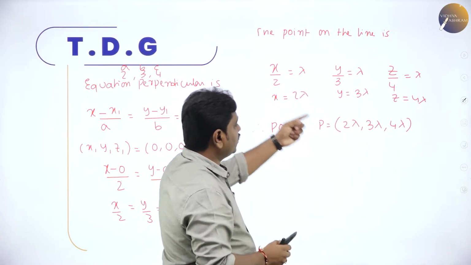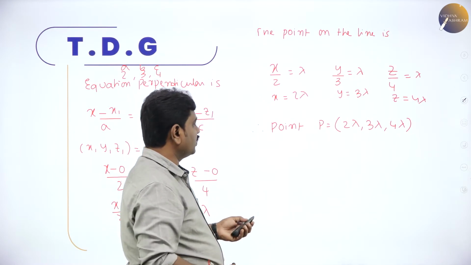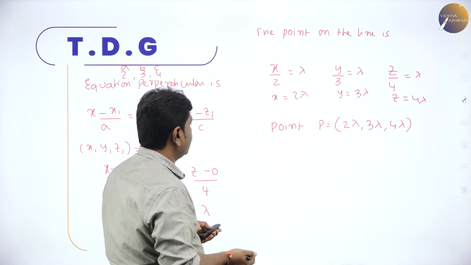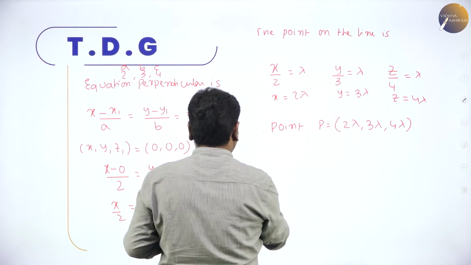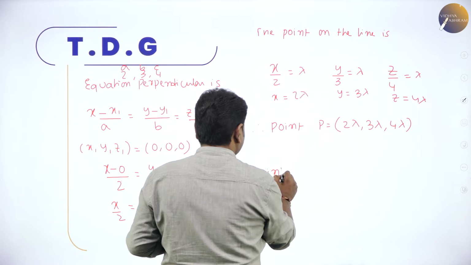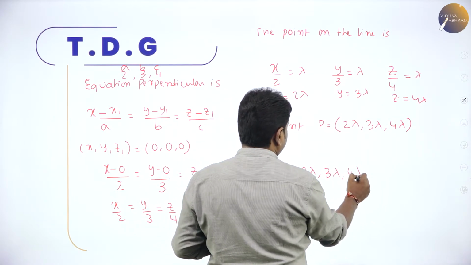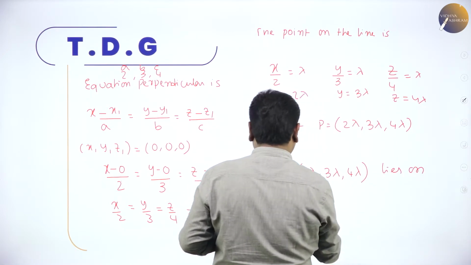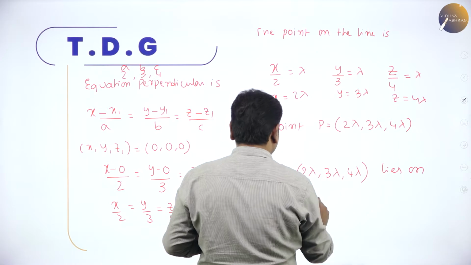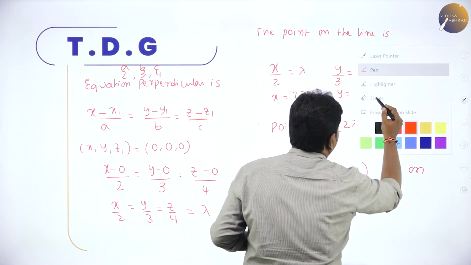And this is a point on the line as well as the foot of perpendicular, a point on the line, and the same point also lies on the plane. So I can say the point 2 lambda, comma 3 lambda, comma 4 lambda lies in the plane. The point is in the plane, you can see.